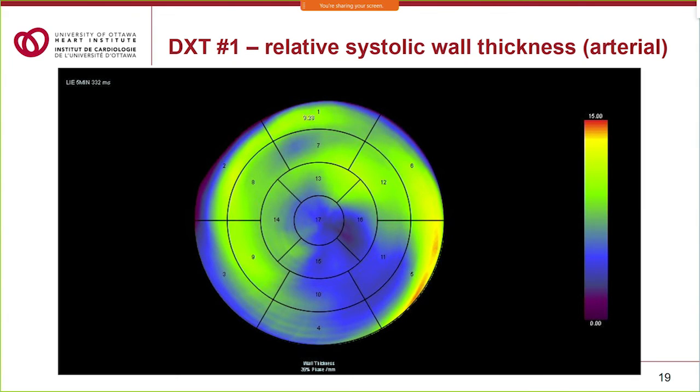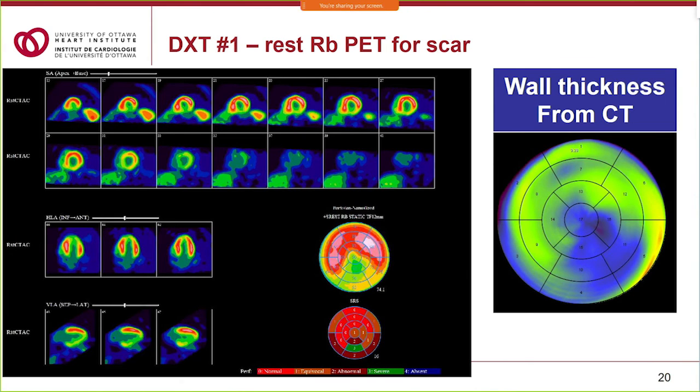And what you see is green is normal, and the area that's blue is in the inferior wall, the apex, and the infralateral wall, suggesting that during systole, this area doesn't thicken up at all. So that matches quite well with what we see on the iodine mapping as well.